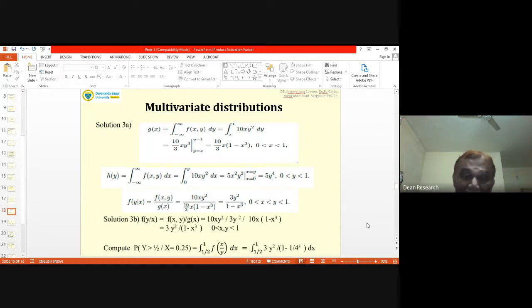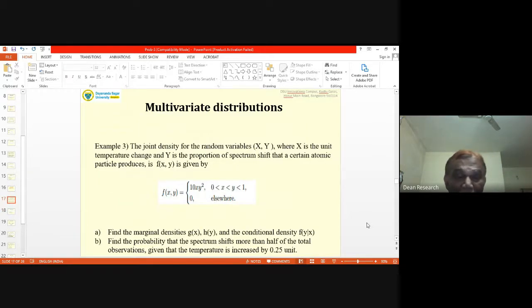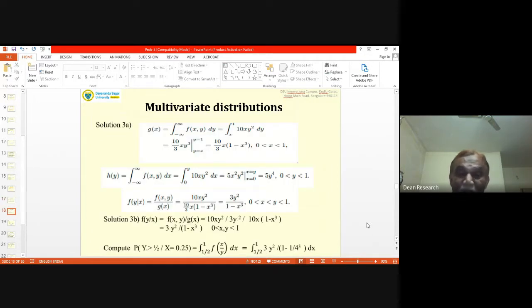Solution of 3b, right? What is 3b? Find the probability that the spectrum shifts more than half of the total observation, given that the temperature is increased by 0.25 unit. Meaning, x is given, and you'll have to compute the probability that y is more than half of the total observation. Okay, that's what is given over here. Just see here.